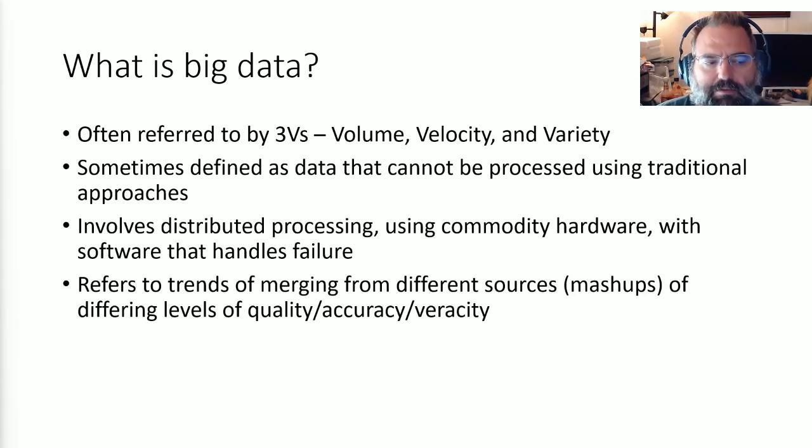Also understand that there may be different levels of quality or accuracy or veracity in the data that is being processed. That's another one of the characteristics that may very well be essential to its definition. We understand that big data sometimes is noisy data, and sometimes it is of varying amounts of quality and value.